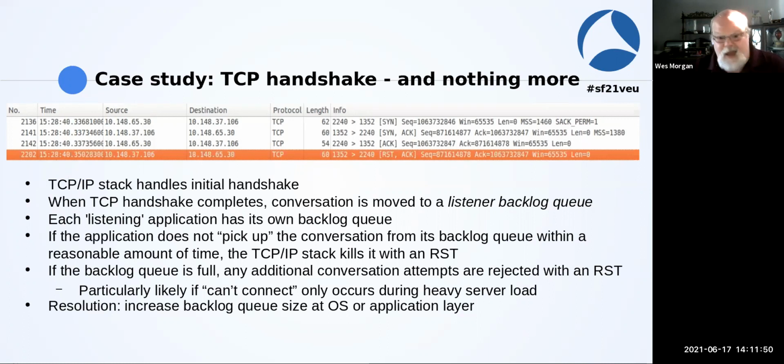The application can come down, say, oh, okay, that conversation is waiting for me, and it initiates the application layer dialog. That's the normal occurrence. Well, if for some reason the application does not pick up the conversation from the backlog queue within a reasonable amount of time, the TCP stack will kill it with a reset. And the stack will do the same thing if the backlog queue is full and additional conversation attempts come in, new clients come in, they're rejected after the handshake with a reset.